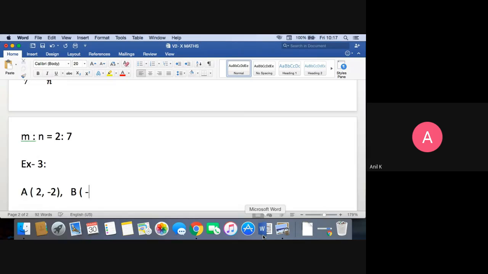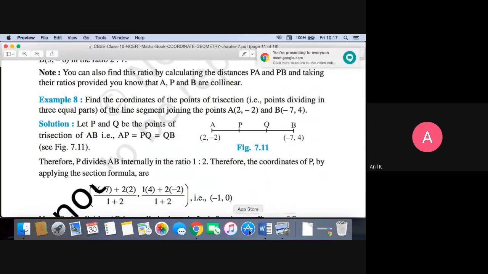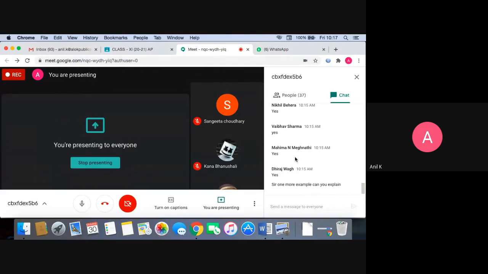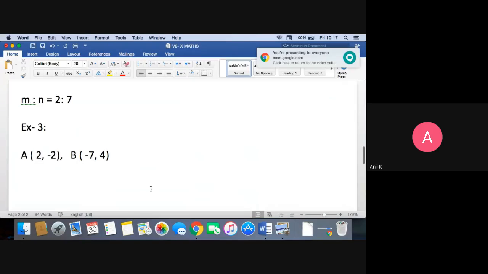Second point is minus 7, comma 4. Anyone remember what trisection means? Minus 7, comma 4, correct. Let me see if somebody, no idea? Bisection, trisection.